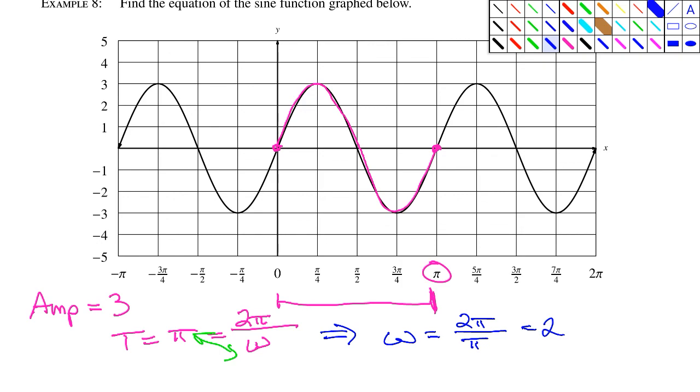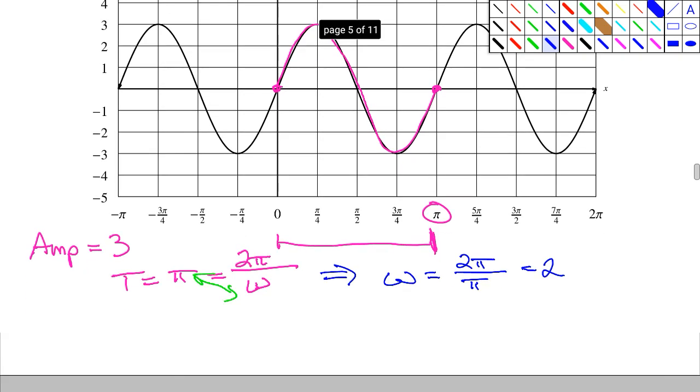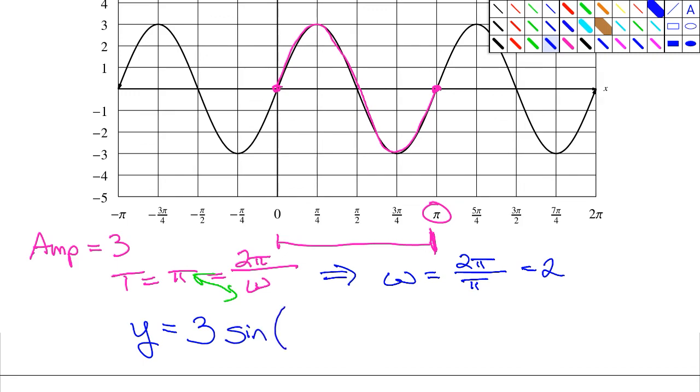And we haven't studied vertical shifts yet, so we won't do any of that here. And we'll just write down the answer as y is equal to 3 sine of 2x. And that's the equation of the sinusoidal.